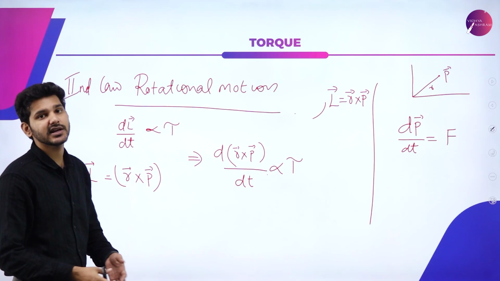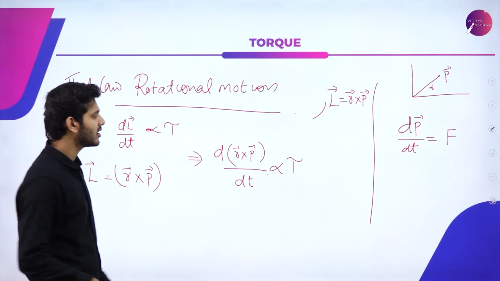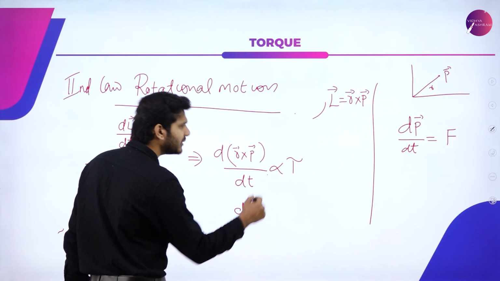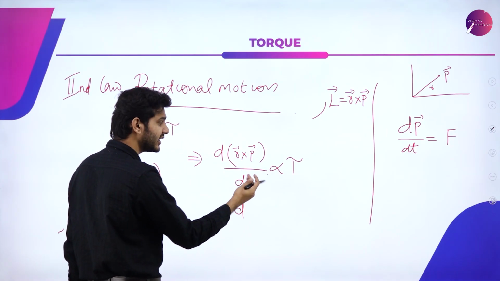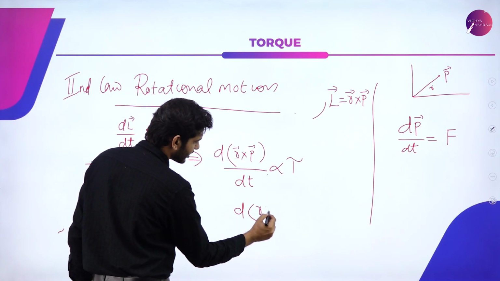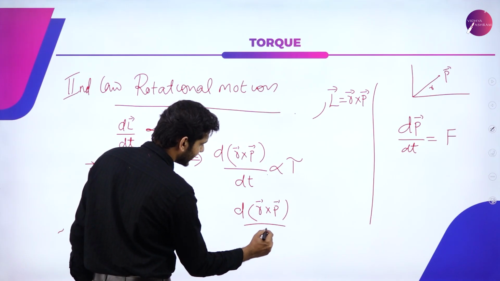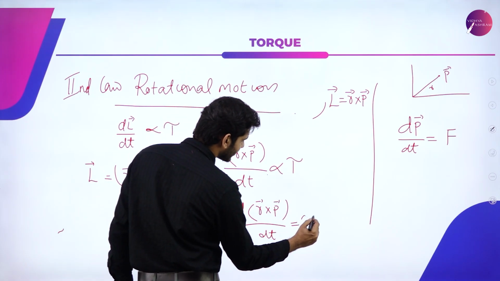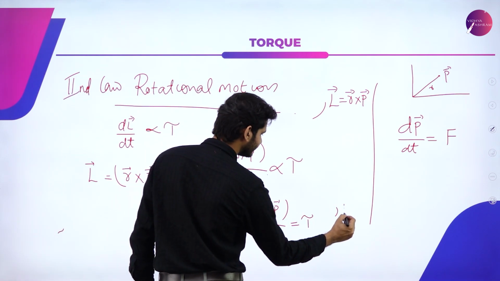Or again, I am taking it as equal to tau into k, and k is nothing but 1. So I am following the same derivation we did for the linear case. The only difference is on the left hand side. So d of r cross p divided by dt is equal to tau, where k is equal to 1.